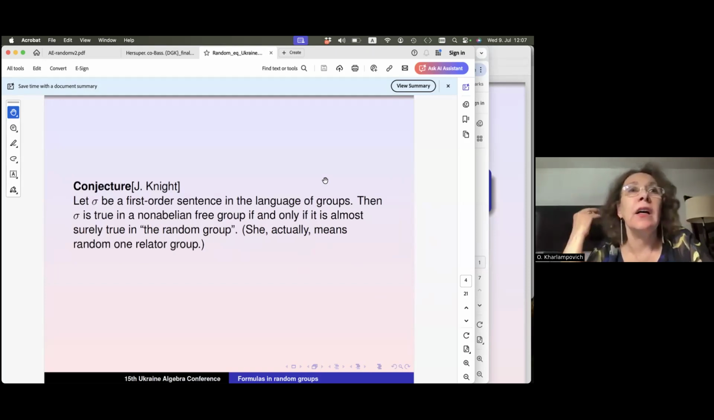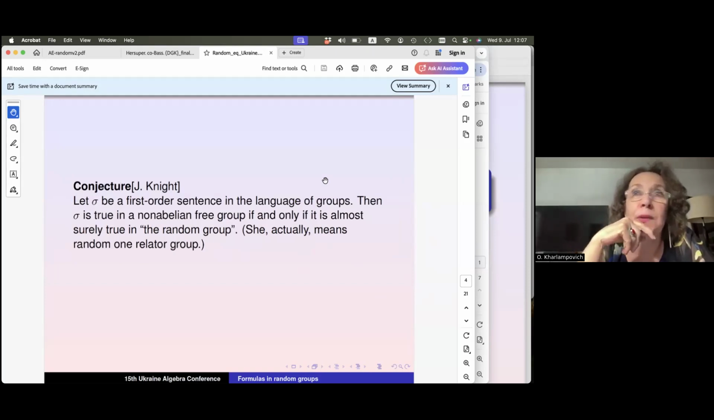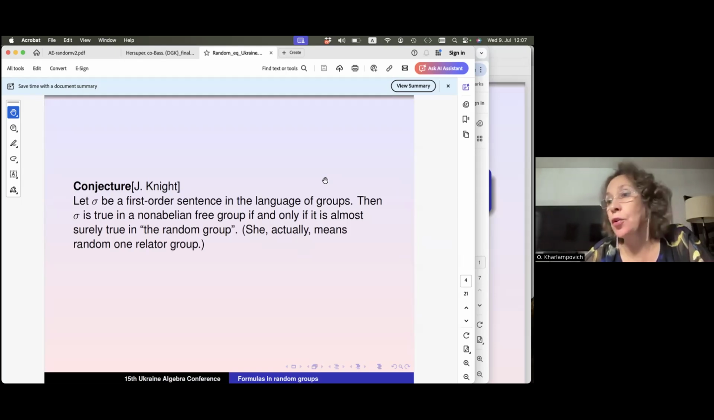So after Alexei and myself, and also Tzlil Sala proved that three groups of different ranks have the same first-order theory, there were different questions. So what happens to other groups?